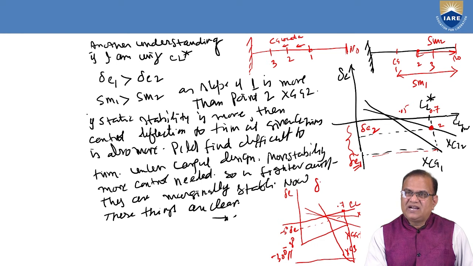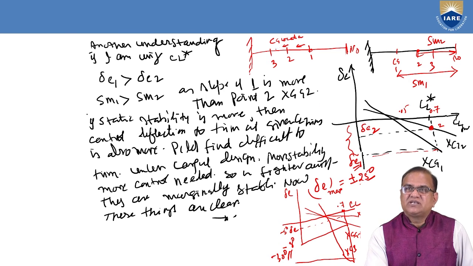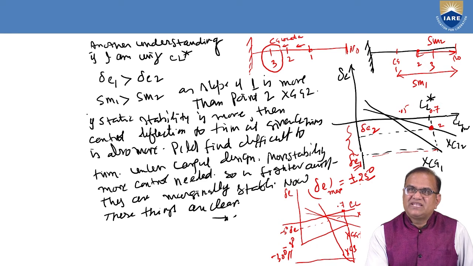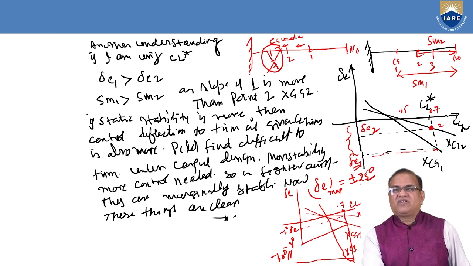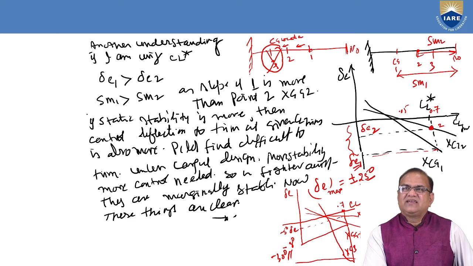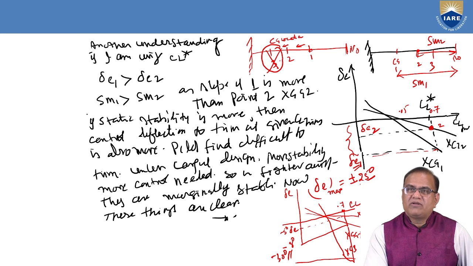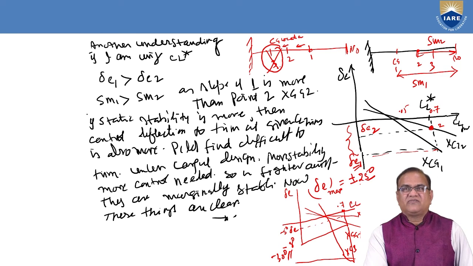But your delta E maximum given by the designer is plus minus 25 degree. You cannot go beyond this. But here you are going 30 degree. It means the CG location 3 in this case is not permitted. If you are going to this location 3 of CG, your aircraft will be very highly stable and your control deflection will be a lot of problem and it will create a lot of issues.